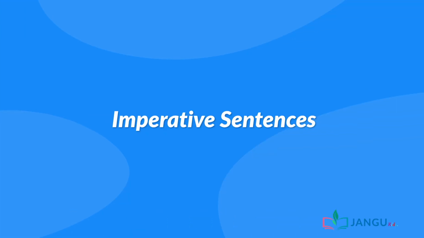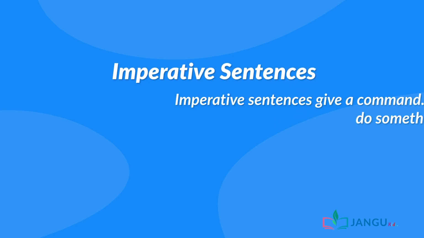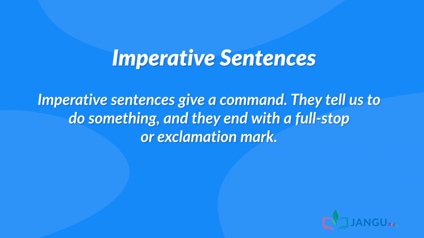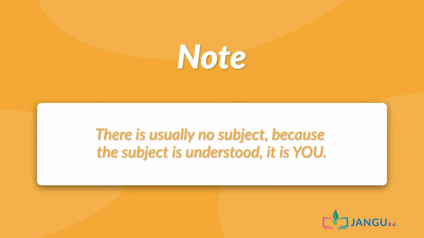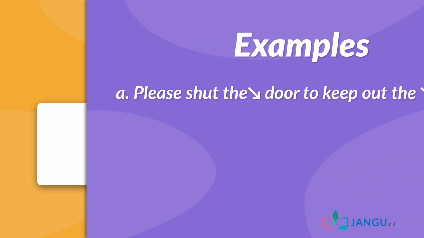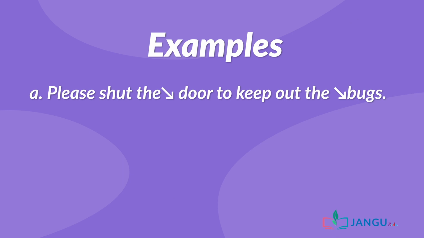Next, we look at imperative sentences, or commands. Imperative sentences give a command. They tell us to do something, and they end with a full stop or exclamation mark. The usual word order for the imperative sentence is base verb. Note that there is usually no subject because the subject is understood. It is you. Now say these examples after me. Please shut the door to keep out the bugs.